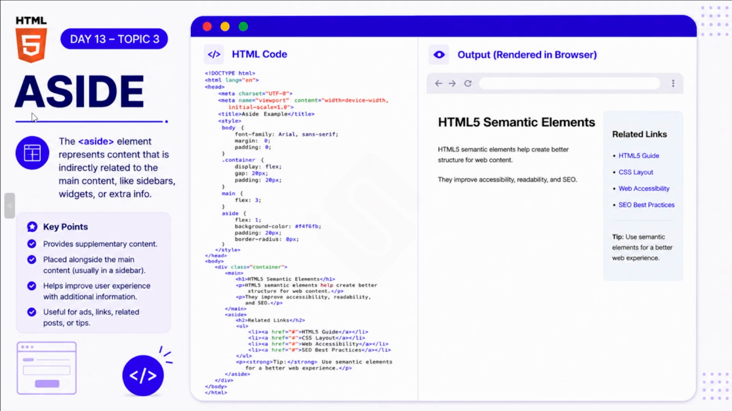Let's learn about the aside element. The aside element contains information that is related to the main content but is not part of it. Usually you will see it as a sidebar. So examples include related posts, advertisements, tips, social media links, widgets, and navigation menus. So now let's understand the example.